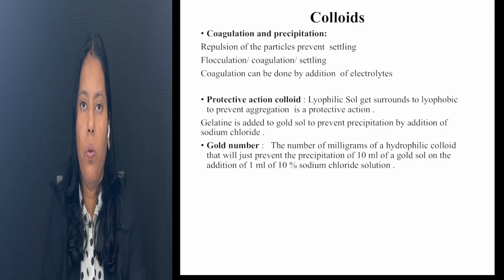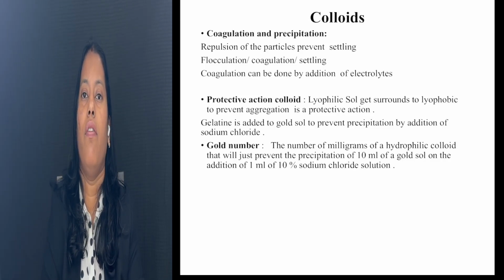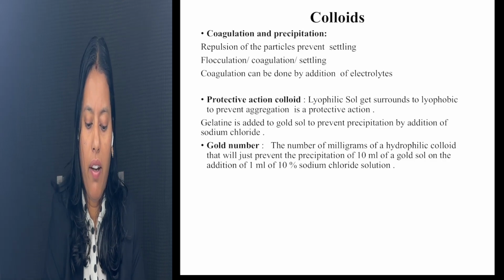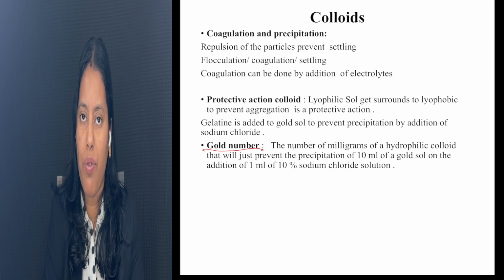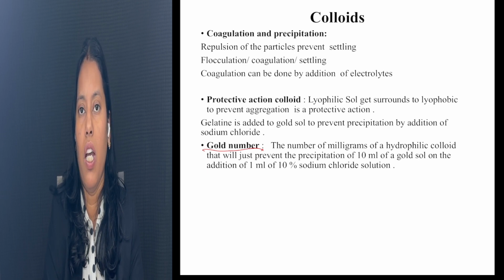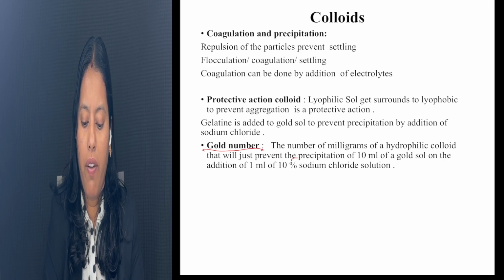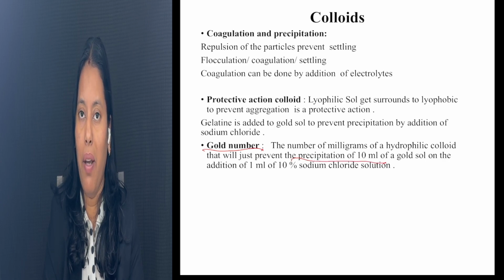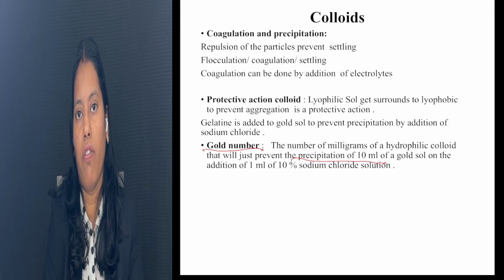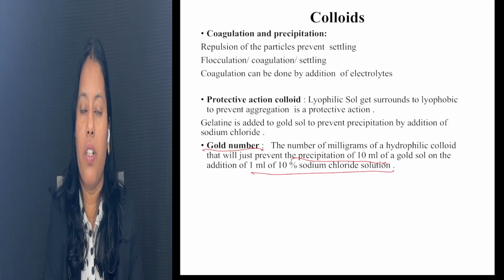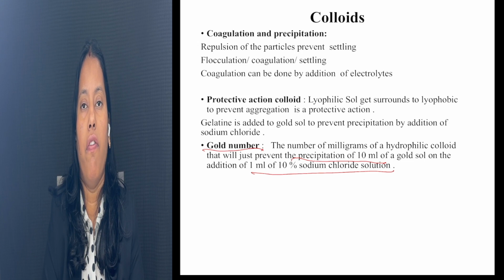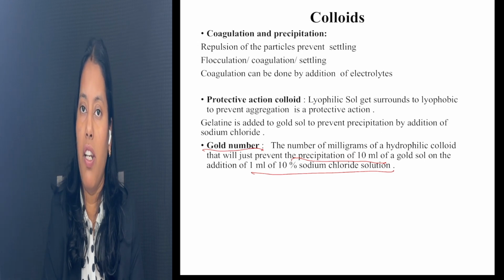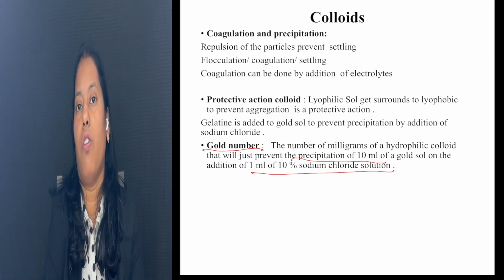So you have seen how the deflocculated system and the flocculated system are there. So you have the gold number. Gold number is the number of milligrams of the hydrophilic sol which is required to prevent precipitation of 10 ml of gold sol by addition of sodium chloride 10%. So it is basically the amount of hydrophilic sol required to prevent the precipitation of your metal sol particles by addition of the electrolyte.